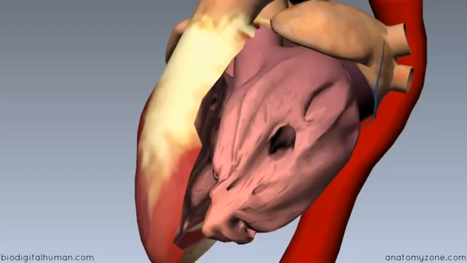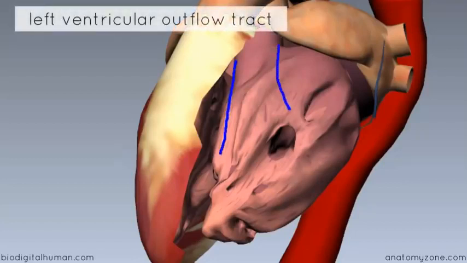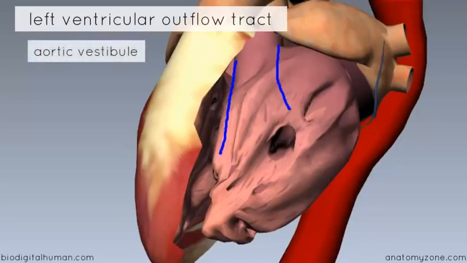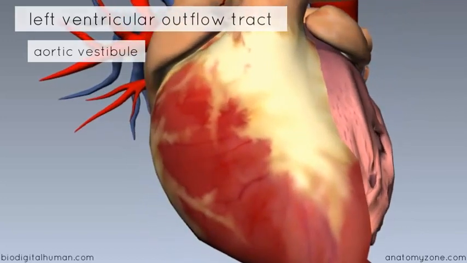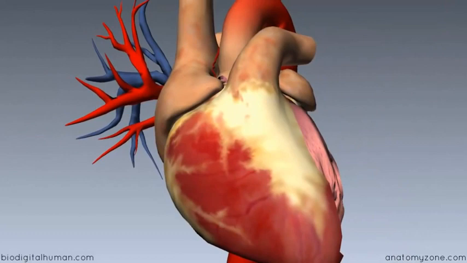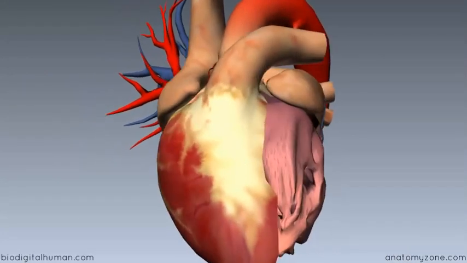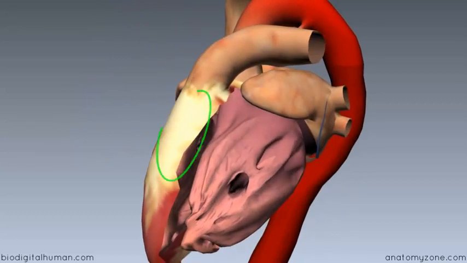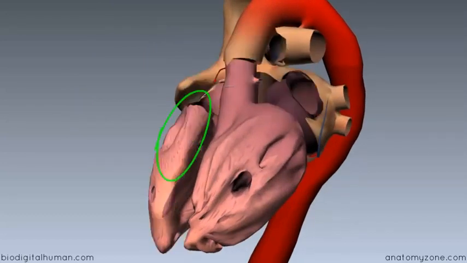So when blood is pumped out of the left ventricle, it ascends through this outflow tract, this left ventricular outflow tract, which is known as the aortic vestibule. This outflow tract is continuous with the ascending aorta above. And if I rotate the model round, you can see the relationship of the aortic vestibule to the right ventricular outflow tract. The right ventricular outflow tract here sits anteriorly to the left ventricular outflow tract.